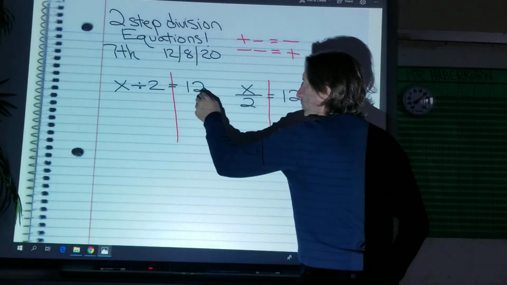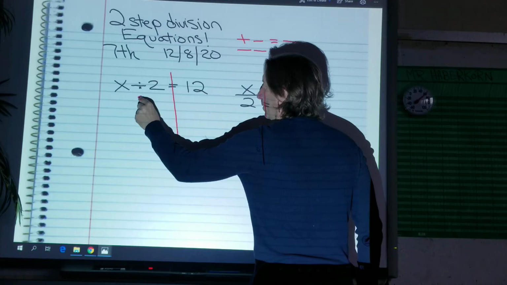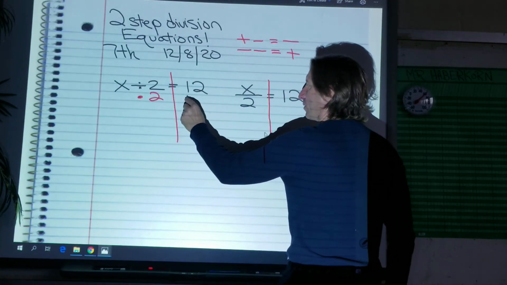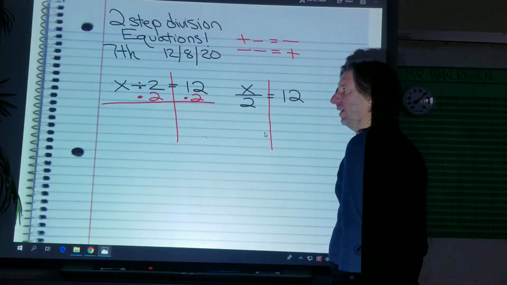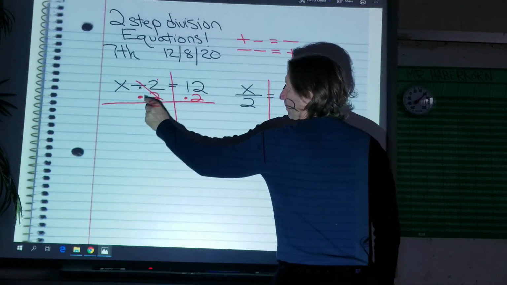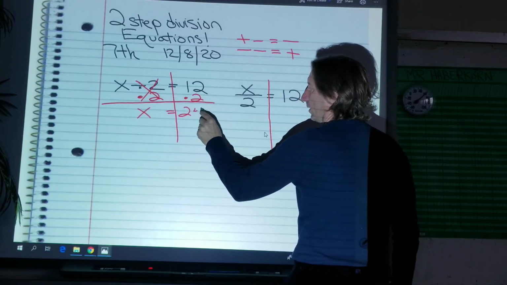x divided by 2 equals 12. We just do the opposite. What's the opposite of divided by 2? Times 2, right? Now use a dot for times, so it doesn't get mixed up with the x, okay? So same thing, they cancel out. X equals 12 times 2 is 24, okay?